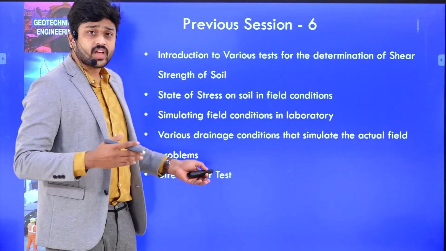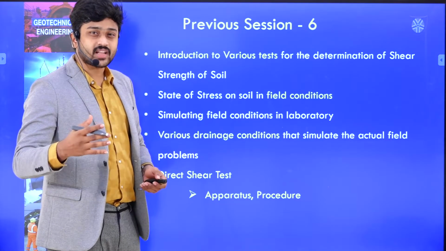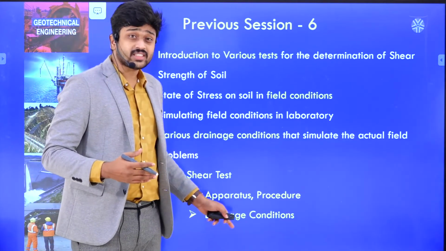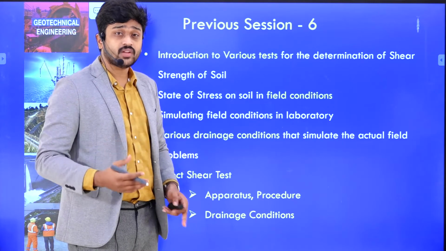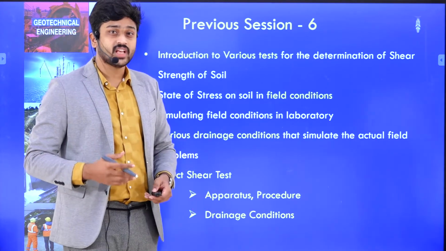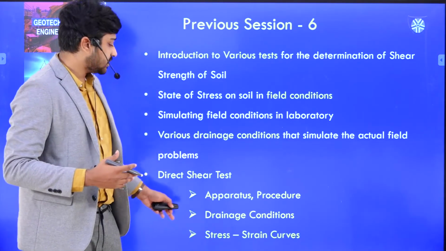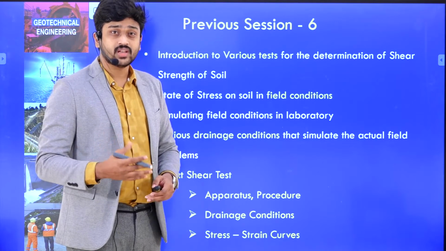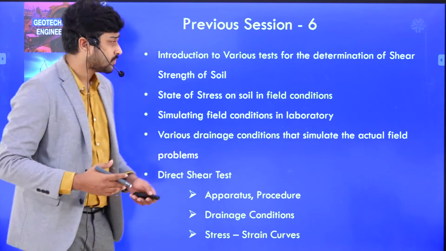Furthermore, we initially started with the direct shear test. We understood the different apparatus and the procedure, and the different drainage conditions that can be applied so that we can obtain the shear strength of the soil. Finally, after conducting the test, we need to determine the stress strain behavior of this particular type of soil for the type of loading done. This has been discussed in our previous session.